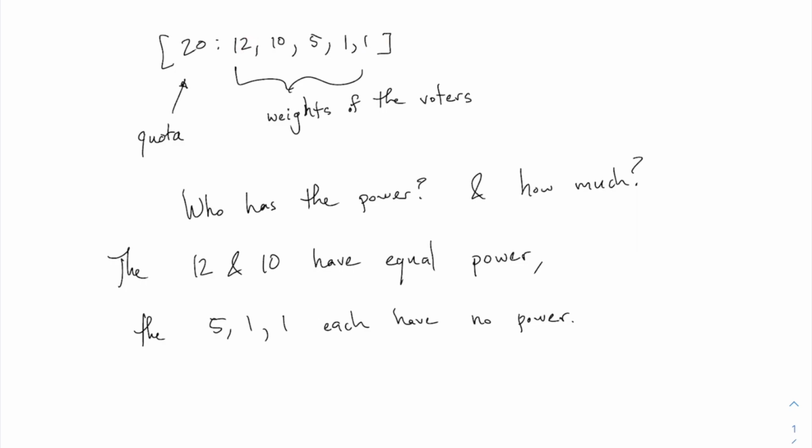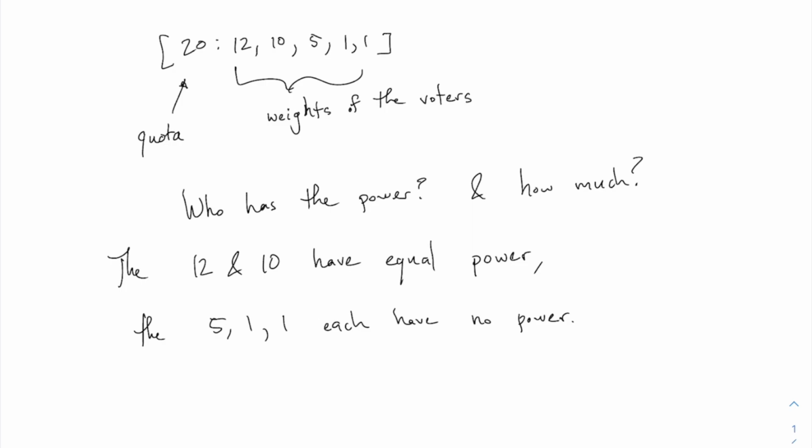There is no situation in which the 5 makes any difference one way or the other, and certainly also true of the 1 and the 1. That's why I said the 5, 1, and 1 each have no power. And also the 12 and the 10 have equal power. Even though 12 is a bigger number than 10, just because of the way these numbers work out, there is no situation in which the 12 makes a difference more so than the 10 does. They're actually equivalent. All right?